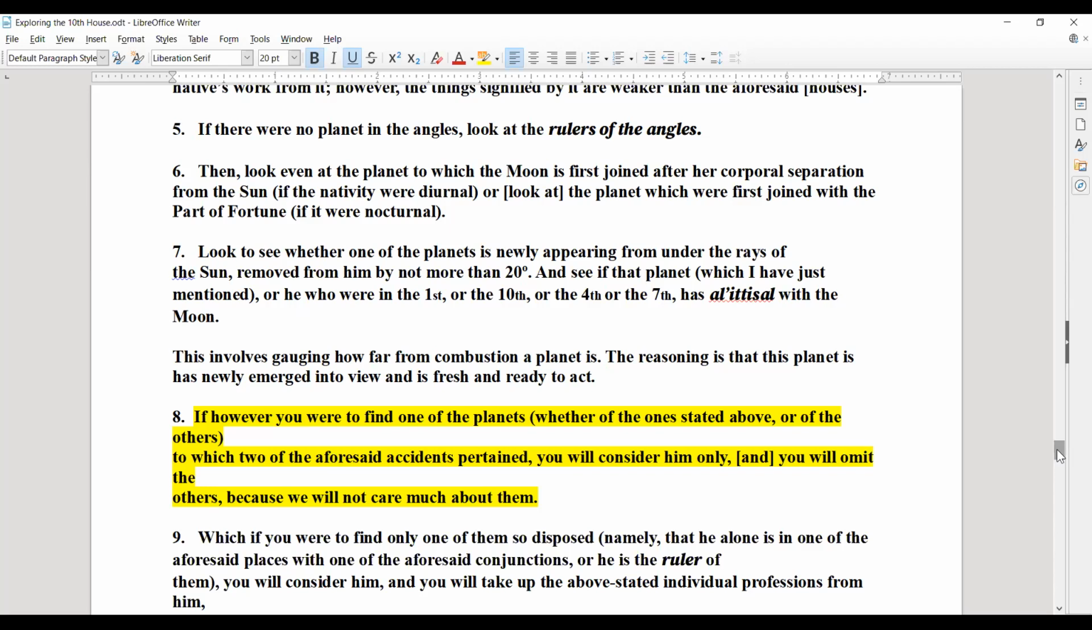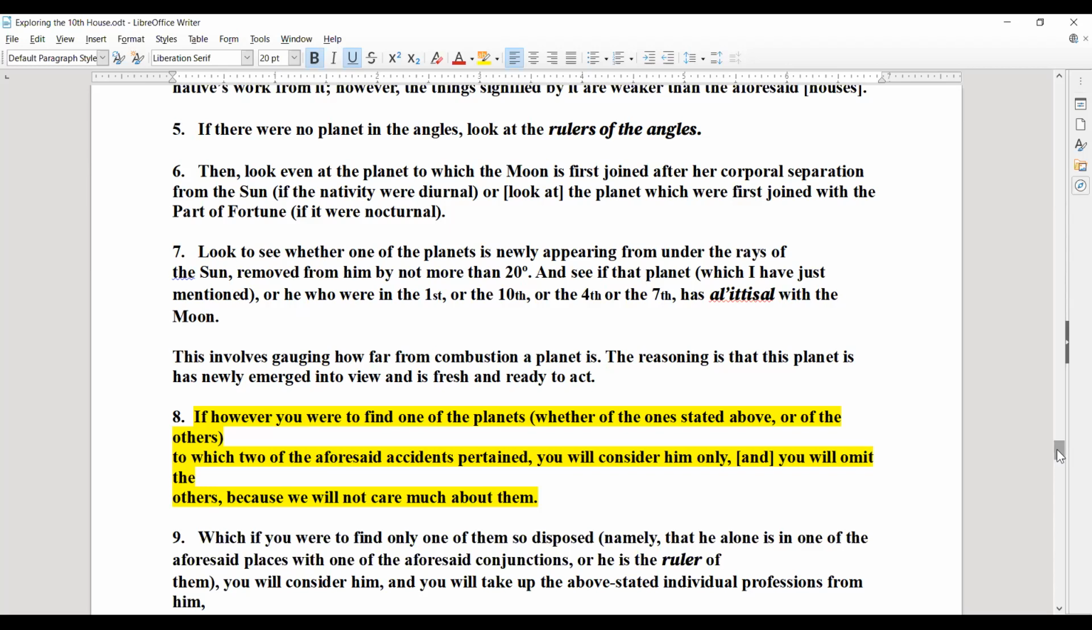If there were no planets in angles, then you look at the rulers of the angles. Right? So let's say I've got a chart where there are no planets in the angles at all. No planets in 1, 10, 4, 7. Then I would look at the planets that rule those angles.